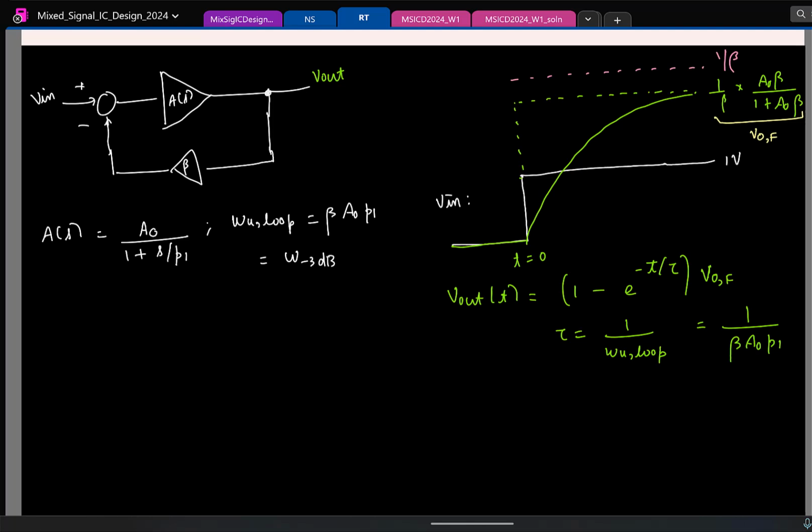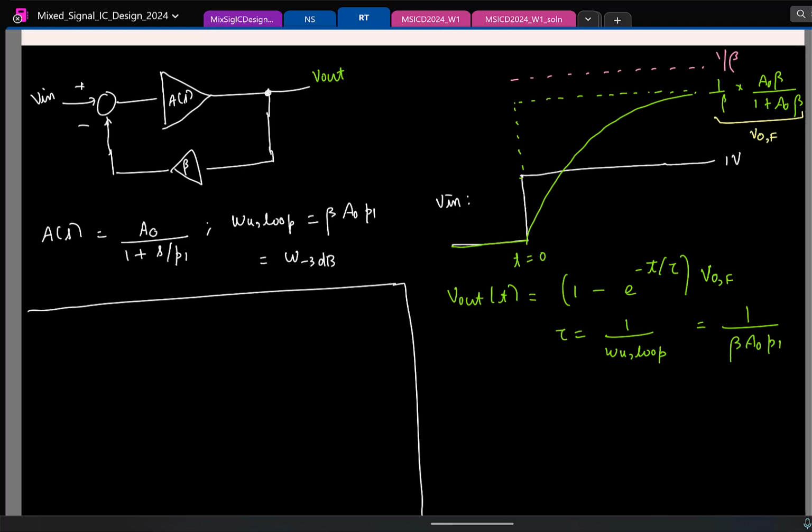And hopefully everyone is familiar with writing first order systems, like step response and stuff. Great. So the bottom line: if I have a negative feedback loop and the forward amplifier has one pole, this is the settling behavior you will have. So at the end of the day, for this negative feedback loop, you will be given some specifications.